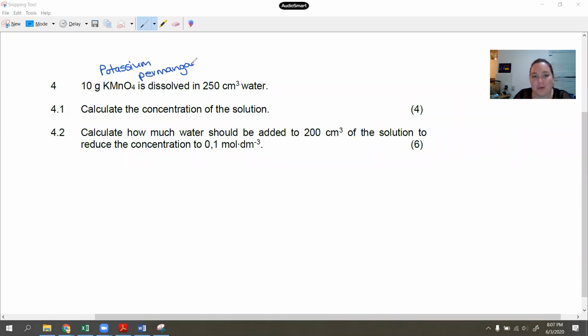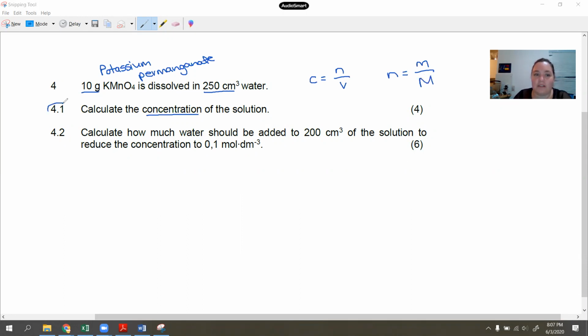I find that it's important every time I see a formula to give a word to it, because some of you don't always know them, and it's nice for you to slowly but surely get used to them. So that many grams of potassium permanganate is dissolved in 250 centimeters cubed of water. You're asked to calculate the concentration of the water. We have done one similar to this before. You're going to be using the equation C is equal to n over V, coupled with the equation n is equal to little m over big M.